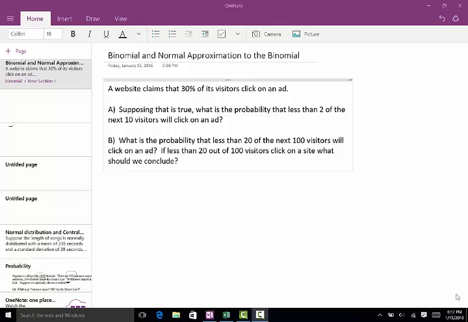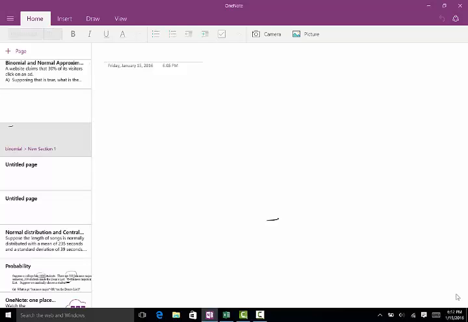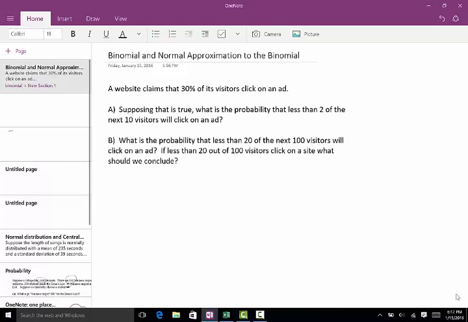So you would expect 30% of 10, which is 3, but I'm trying to find the probability that we have less than 2. You might want to start thinking about the relationship between the answer to part A and the answer to part B: less than 20 of the next 100. The same proportion of visitors clicking on an ad, but a much larger number of people.